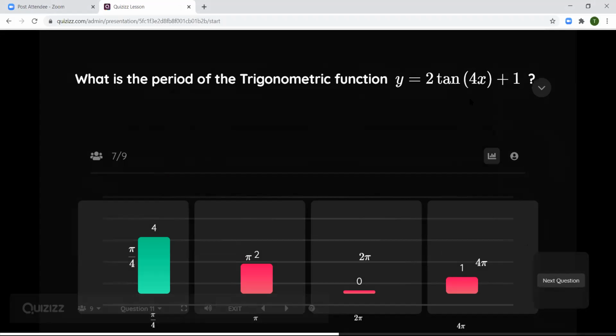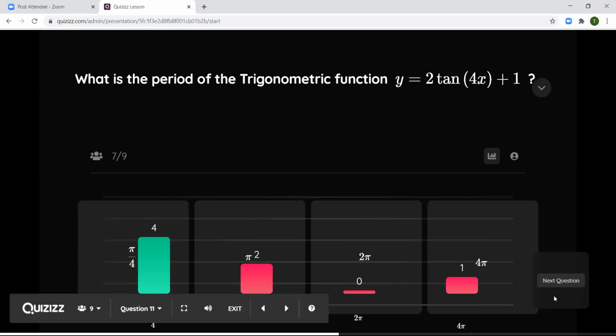You just need to divide by this 4, or whatever comes with the x. Divide 360 or pi, 180 or pi, by this x.